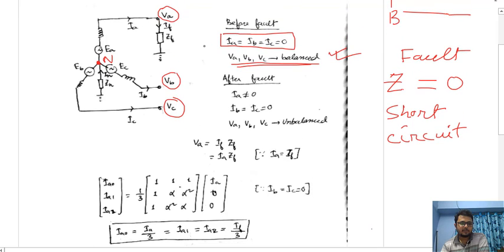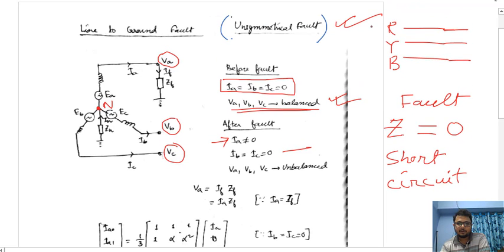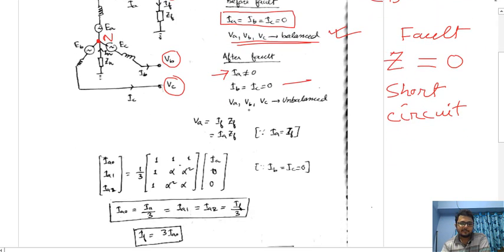So here you see, after the fault IA is not equal to 0, because through A current is flowing, and current will not flow through B and C. All the current will pass through A, because in A we have the fault. In place of R, Y, B we have A, B, C, suppose. You can write RYB also, or you can write ABC, not a problem.